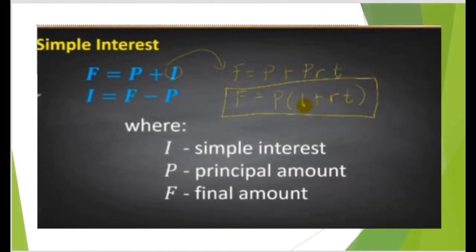From this formula, we can also create an alternative solution if the interest is not yet given. So we all know that we have F equals P plus the interest, and interest has the formula PRT. By factoring the principal value, we have P times (1 plus RT). So in case you are looking for the final amount and the interest is not yet given, while you have the rate and the time, you can use this formula.